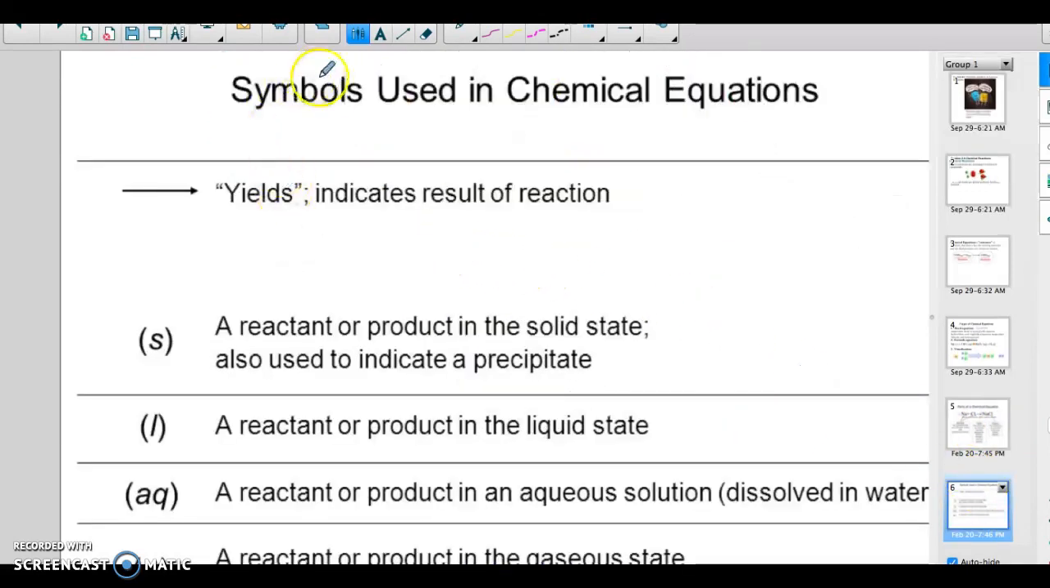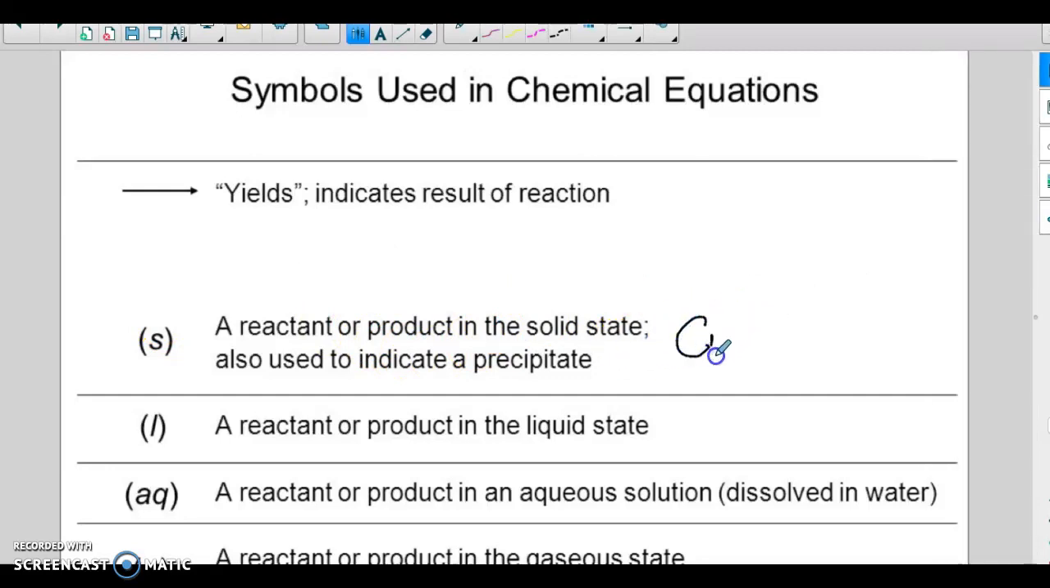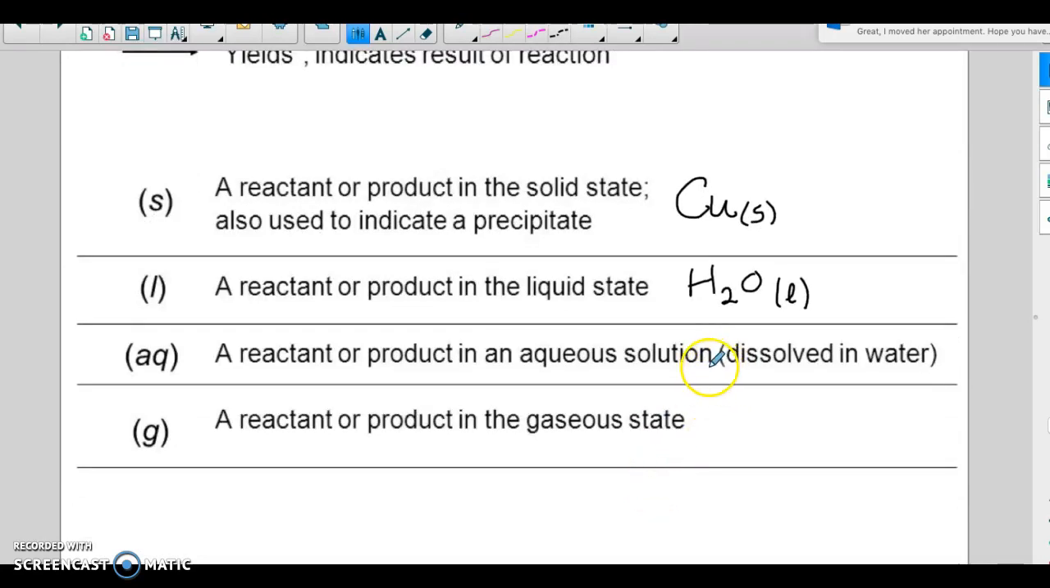These are symbols that you're going to commonly see. I would recommend putting these in your notes. I think most of them are pretty common sense. The yield is the arrow. S is for solid. So sometimes, if we're dealing with a metal, like copper, we would write a little subscript of the letter S. L is for liquid. So water usually is a liquid. Sometimes it's a gas. And then you can see we also have aqueous.